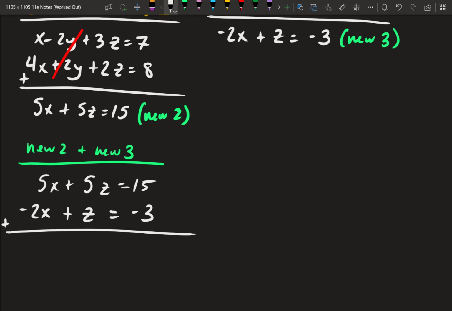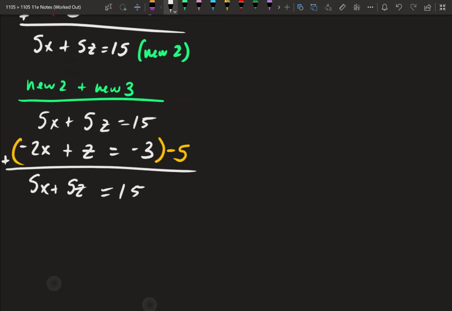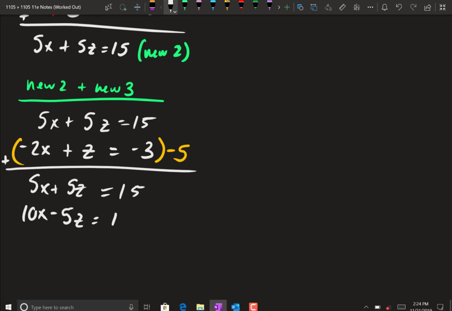The variable I picked to get rid of was z. So this is 5z. This is regular z. So I'm going to multiply the bottom by negative 5. So 5x plus 5z equals 15. And then on the bottom we have negative 5 times negative 2x is positive 10x. Negative 5 times z is negative 5z. And negative 5 times negative 3 is positive 15.